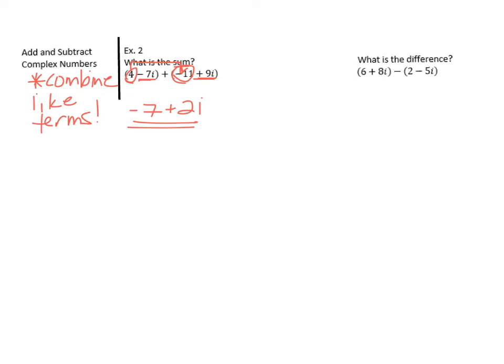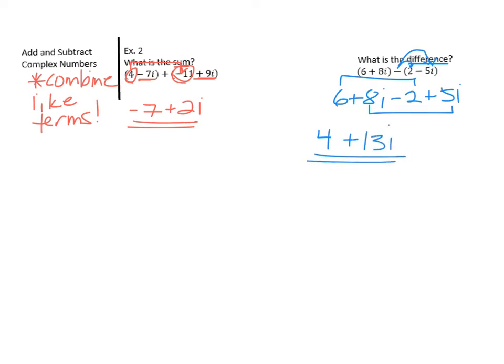When you're asked to find the difference, the sign in between them is subtraction. And I recommend that you distribute the negative in first, and then you can get rid of all the parentheses and just combine like terms. We would have 6 plus 8i, and then if we distribute the negative in, that becomes -2 plus 5i. And now once again, combine your a's, which would be 4, and your bi's, which would be positive 13i. And that's literally all you do to add and subtract with these complex numbers.